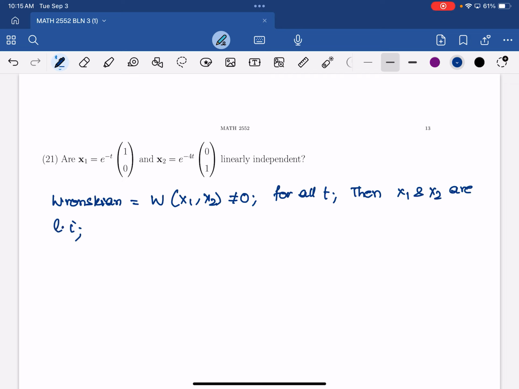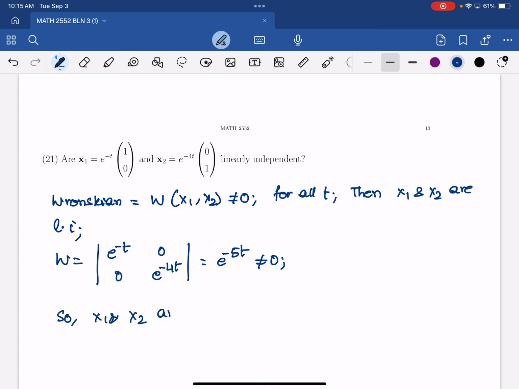Okay, set of vectors. So in this case, my Wronskian is going to be e to the negative t, 0, 0, and e to the negative 4t. So that's going to be e to the negative 5t, and the exponential term is never 0. So I can say that x1 and x2 are linearly independent. Do you agree with me on that? Yes or no?